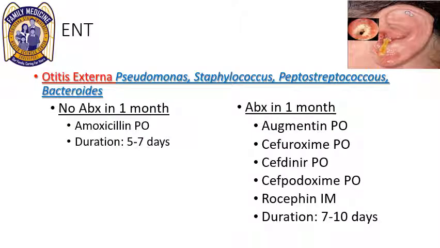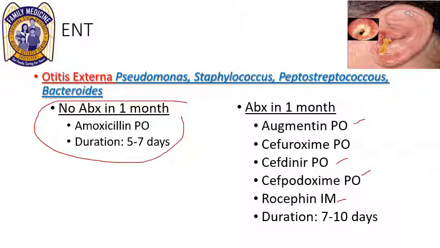Otitis externa is usually Pseudomonas, staph, Peptostreptococcus, or a little bit of Bacteroides. If they haven't had antibiotics in a month, it's amoxicillin. If they have, then it's Augmentin or one of these medications. You can do a one-time dose of Rocephin if you're concerned that they're not going to be compliant.